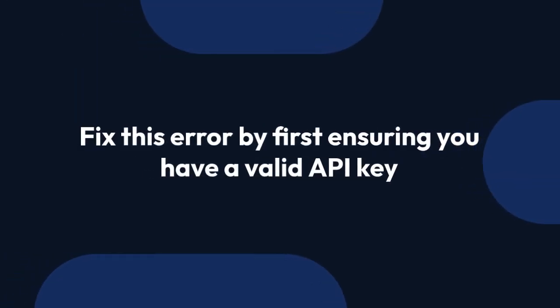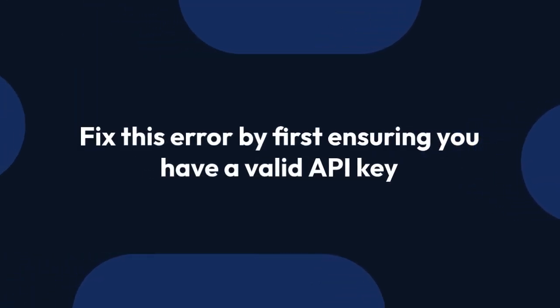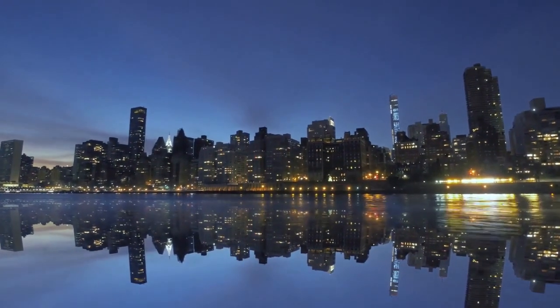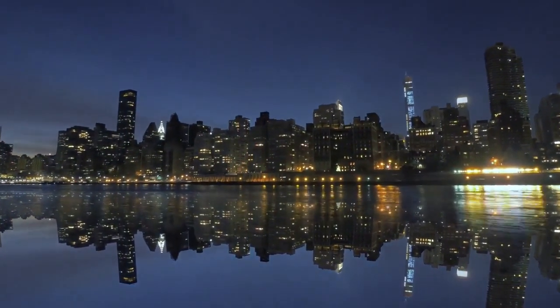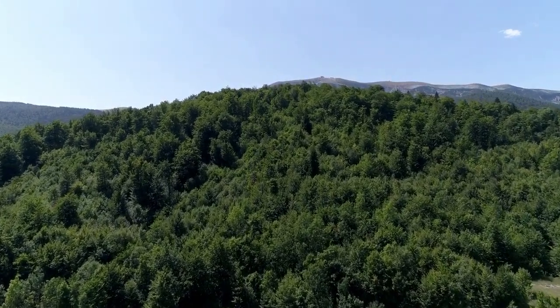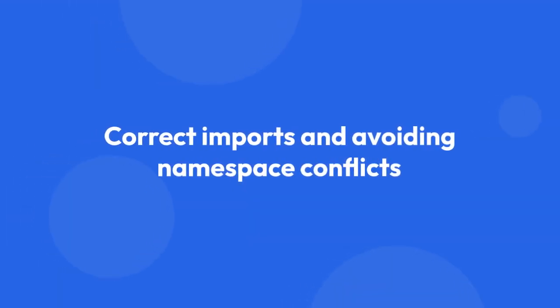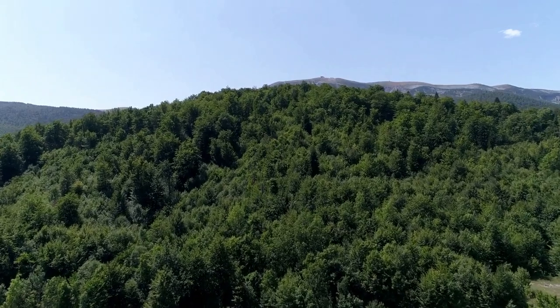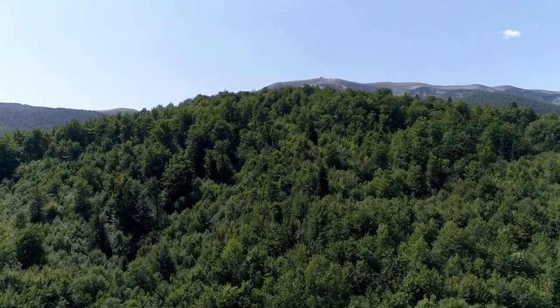To summarize, fix this error by first ensuring you have a valid API key, then correctly load the API asynchronously using promises or async/await and wait until the API is fully loaded before you create your map. Correct imports and avoiding namespace conflicts are also crucial points to examine. Remember to consult the official Google Maps JavaScript API documentation for the most up-to-date best practices.